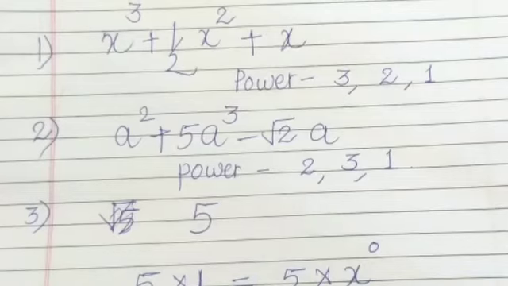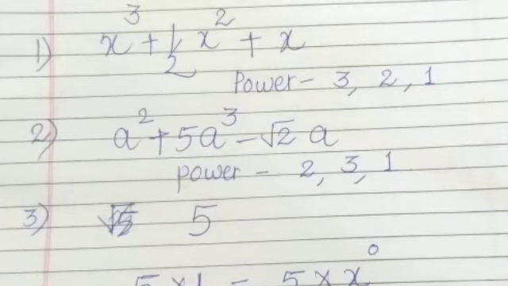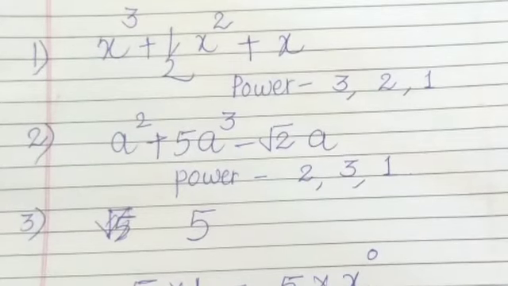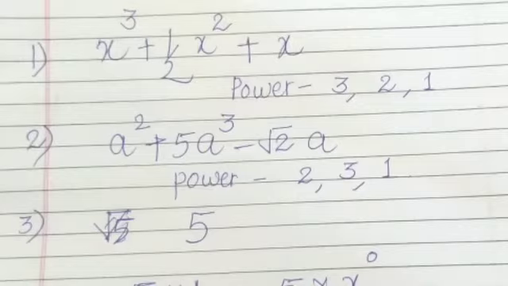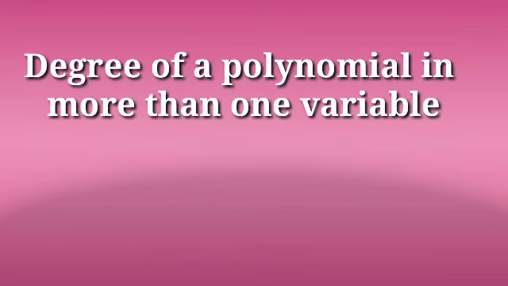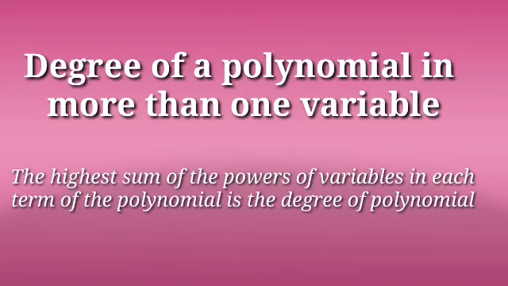And in the third example, 5 is a constant term, it is called a constant polynomial. The degree of the variable is 0 there. The degree of any non-zero constant polynomial is 0. Degree of a polynomial in more than one variable: the highest sum of the powers of variables in each term of the polynomial is the degree of the polynomial.